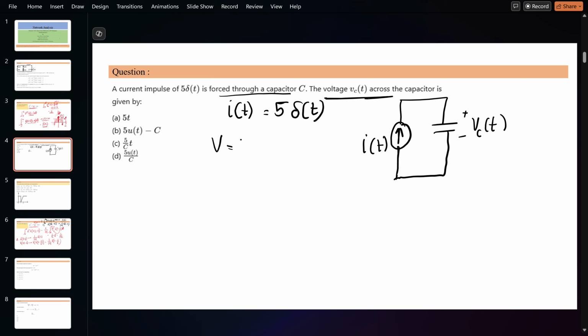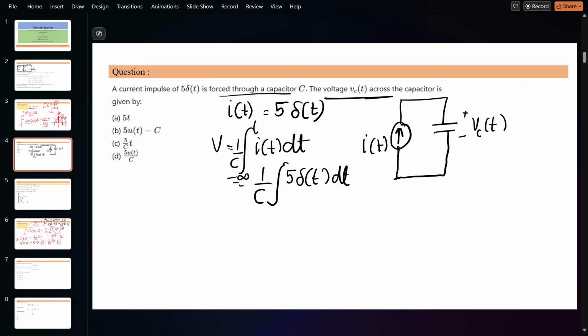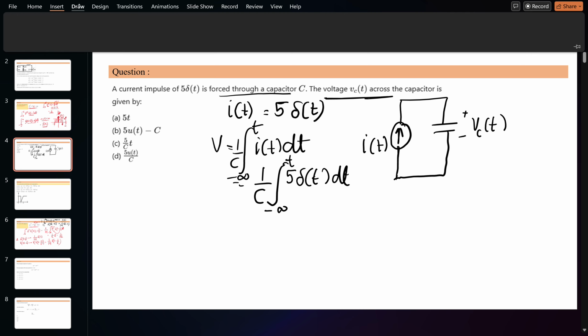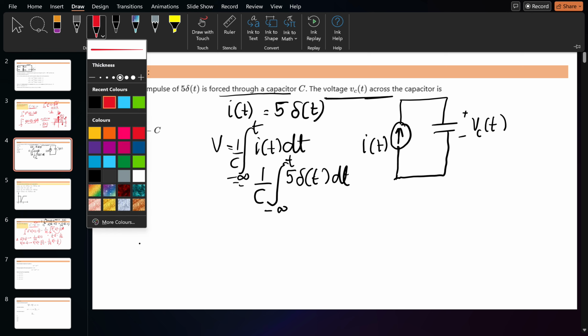Voltage is actually equal to 1 upon C integral of i(t) dt. Okay. So 1 upon C integral of 5 delta t dt. From where to where? Minus infinity to t. Now here is the third theorem. It's basically the third theorem.